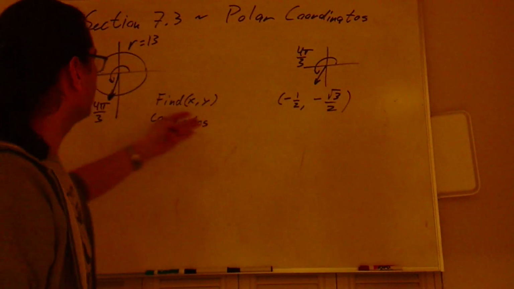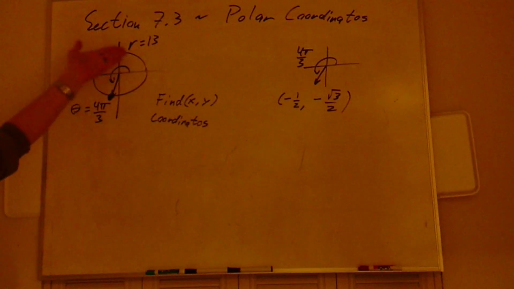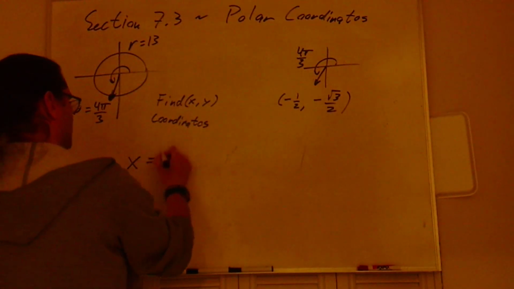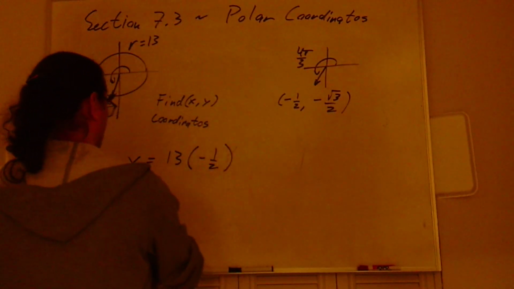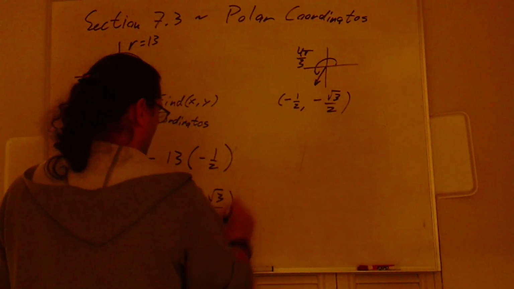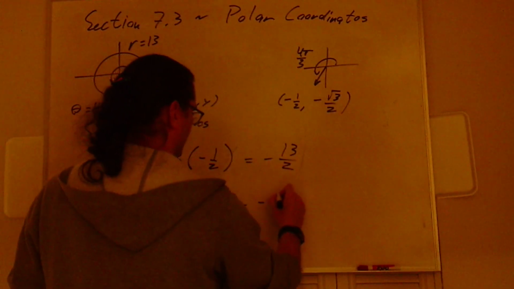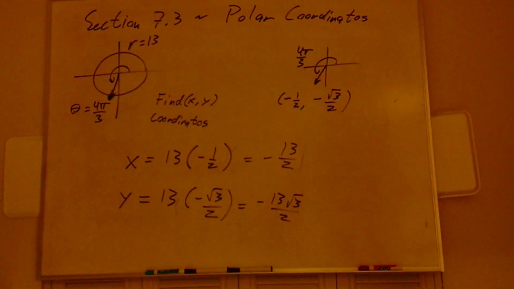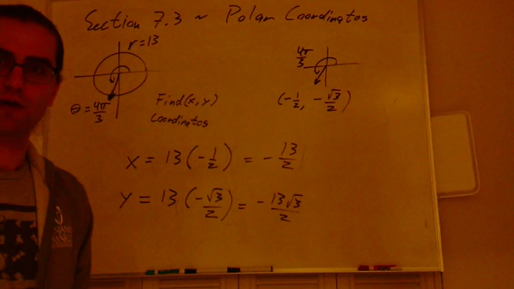If I want the coordinates of this point on this circle of radius 13, I just have to multiply these things by 13. So my x coordinate should be 13 times negative 1/2. My y coordinate should be 13 times negative root 3 over 2. So this will be negative 13 halves. This will be negative 13 root 3 halves. Once again, lots of 3's. Maybe I'm just subconsciously thinking about 3's today.